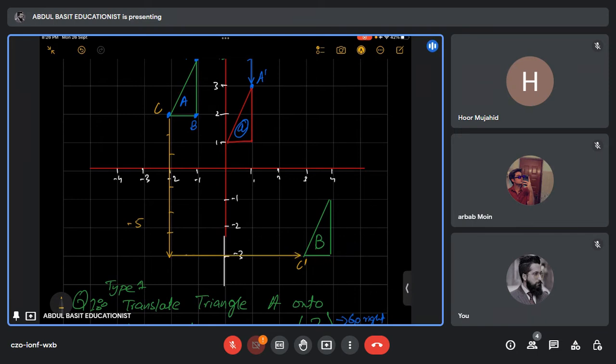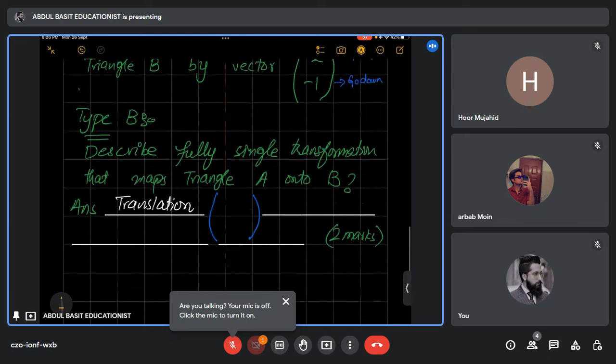Let's count the boxes now. One, two, three, four, five. So five towards right and five down.